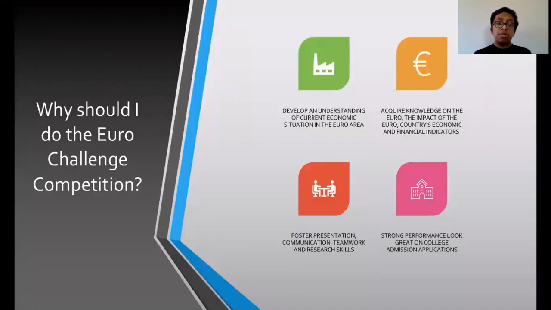Finally, why should you compete in the Euro Challenge competition? So this competition will help you develop an understanding of the current economic situation in the Euro area. It would also let you acquire knowledge on the Euro, the impact of the Euro, learn more about countries' economic status, and their financial indicators. This knowledge will help you throughout your life if you wish to pursue a career in business. It would also let you foster presentation, communication, teamwork, and research skills. These skills will be essential throughout your life, no matter what career you decide to pursue.